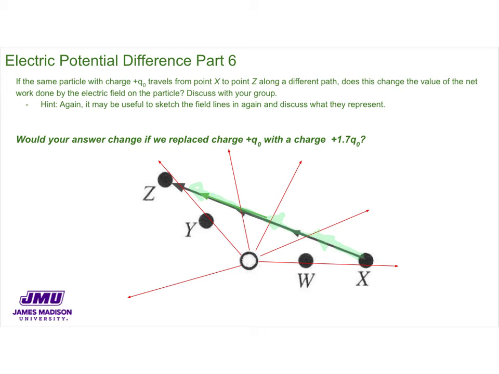And notice the last question, would our answer change if we replaced plus Q naught with plus 1.7 Q naught? No, how big our test charge was moving from X to Z never mattered in our reasoning. If we place a larger and larger charge at X and move it to Z, then the work done would still be zero. So our point is that the charge itself moving from X to Z doesn't matter. The space around our center charge has been altered by the presence of this center charge. This electric field and the potential around it do not depend on the charge that you put into the field.